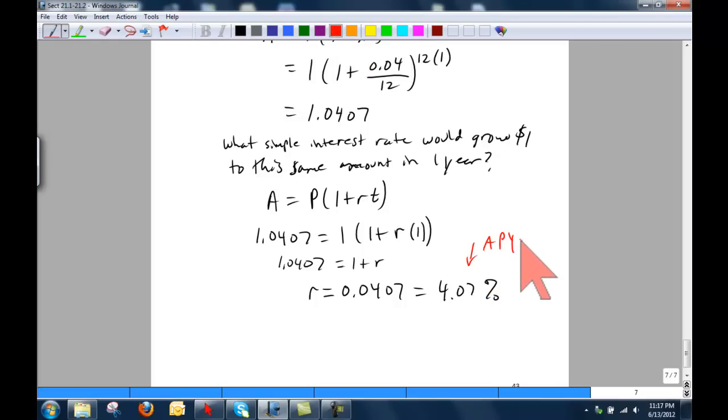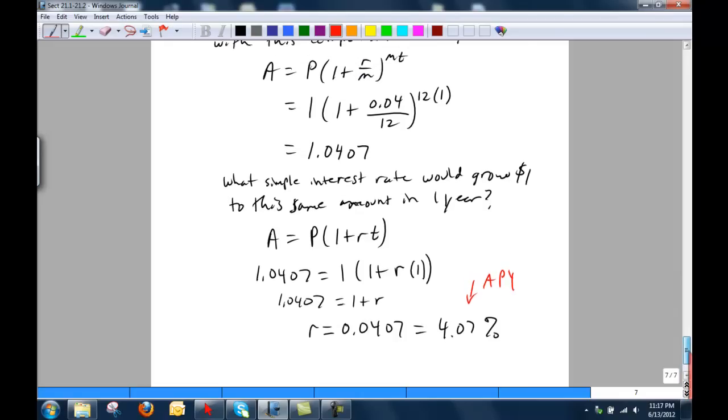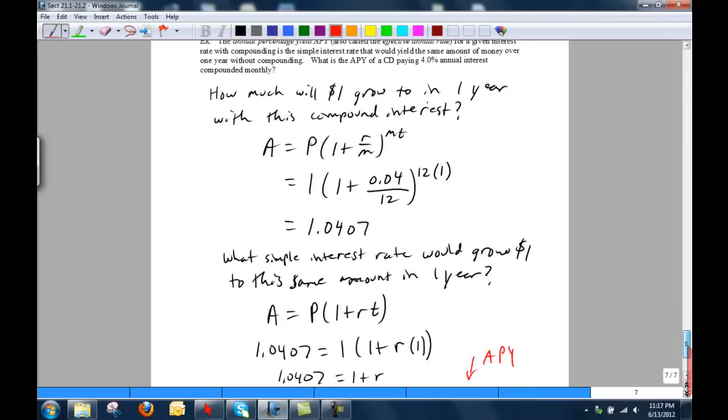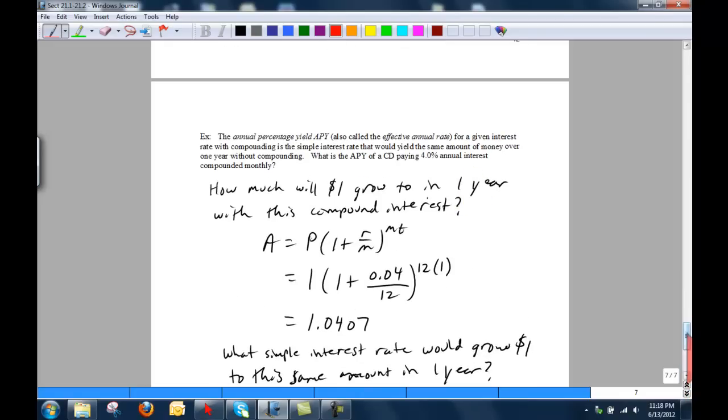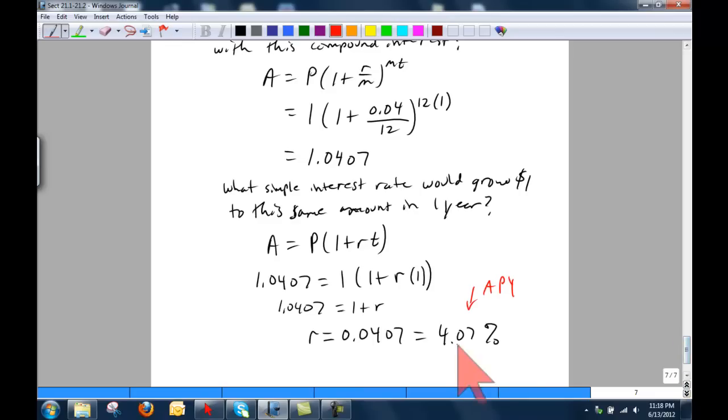Notice that's a little bit more than 4%. Because we're compounding, the 4% actually acts like 4.07% would under simple interest. So 4% compound interest is better than 4% simple interest. In fact, 4% compound interest corresponds to 4.07% simple interest, and that's what annual percentage yield is trying to tell you.